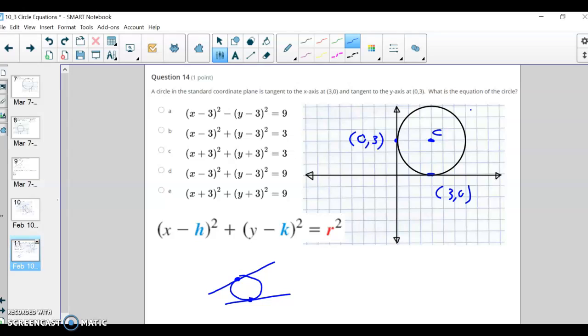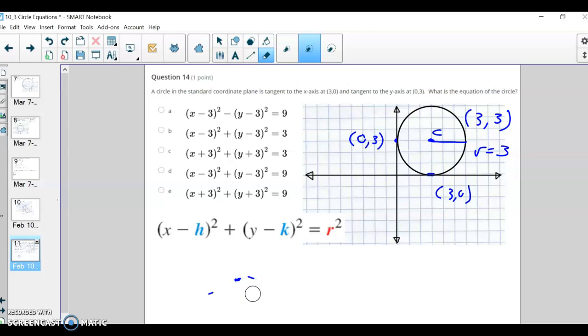The center then would be (3, 3). Okay, and then the radius would just be 3 also. Okay, so looking at my choices then, I'm just going to plug it in. It ends up, again, being sort of opposite. So h and k are both 3.